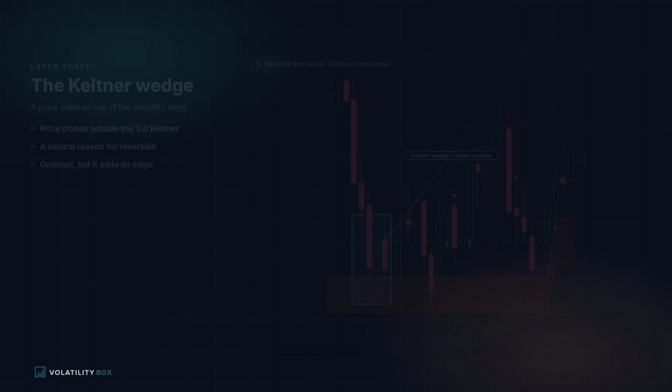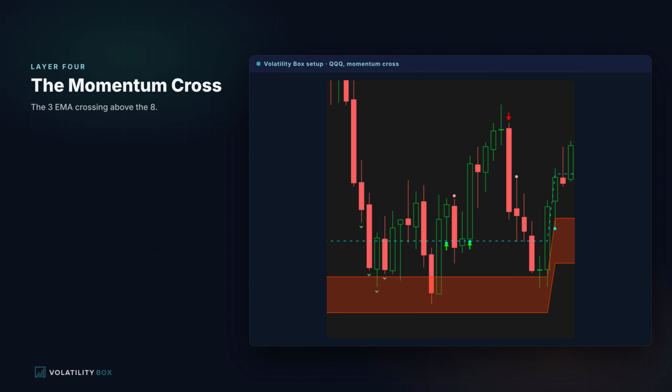And finally, number 4 is the momentum cross. This is simply the 3 EMA crossing above the 8 EMA, a very simple indicator, but I found that this is a very easy to read clue that tells you that, hey, momentum is kicking in. Start to look for reasons where the direction is flipping, the final tick on this V-shaped reversal, if you will.